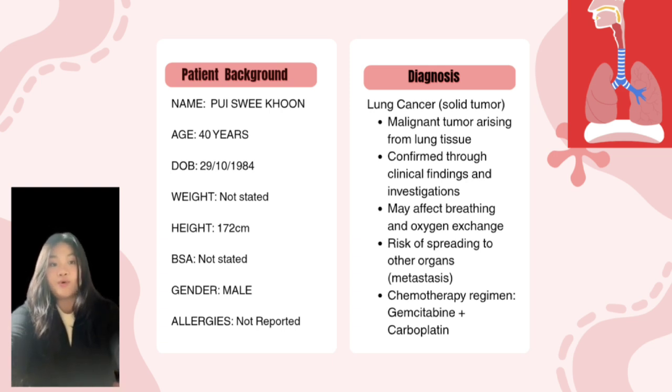So, Mr. Pui has been diagnosed with a malignant solid tumor arising from lung tissue, which has been confirmed via clinical findings and investigation. This disease is particularly serious as it affects both breathing and systemic oxygen exchange, with a profound risk of spread to other organs, known as metastasis. Based on this diagnosis, the treatment team has selected a potent chemotherapy regimen, which is IV gemcitabine combined with IV carboplatin. So, let's explore why.